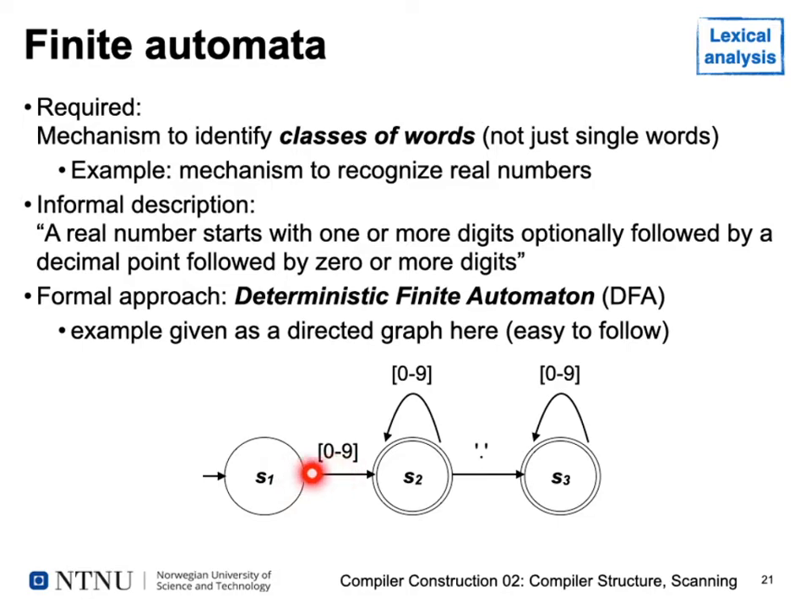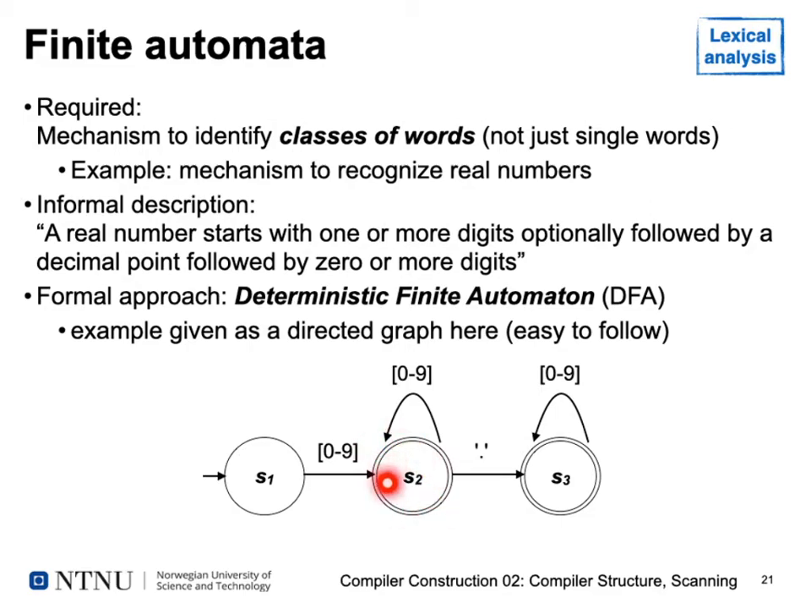And if this is something between 0 and 9, so notice this notation, everything in square brackets means it's a range of characters, so it's somewhere between the character 0 and the character 9, so it's all of the digits we have, 0, 1, 2, 3, 4, 5, 6, 7, 8, 9. Then we proceed to the next state.